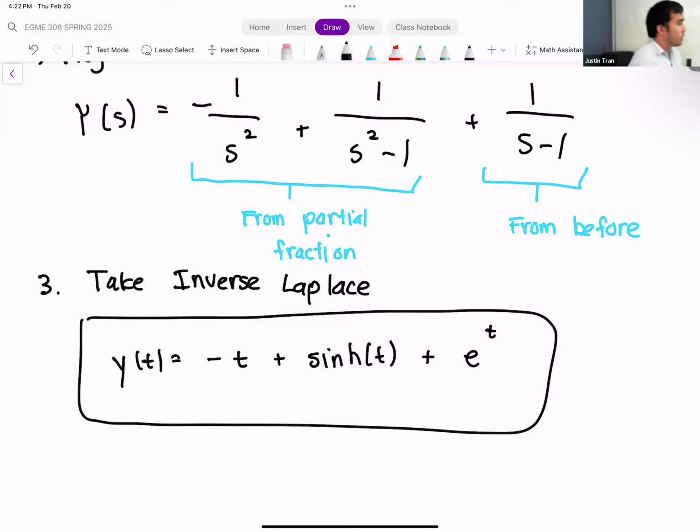Any questions on this result here? Okay, good. And so if you notice here, once we arrive at this point, this is our full solution. So our initial conditions have already been incorporated into this problem, as well as the forcing term too.